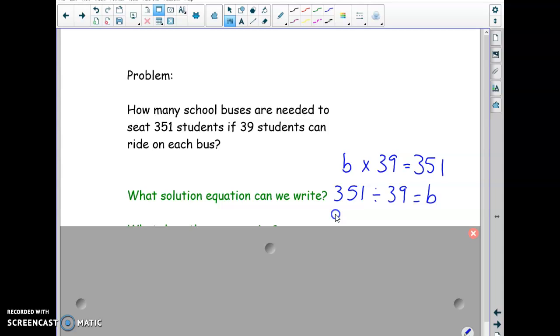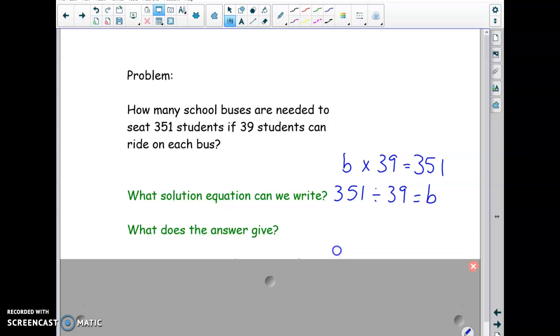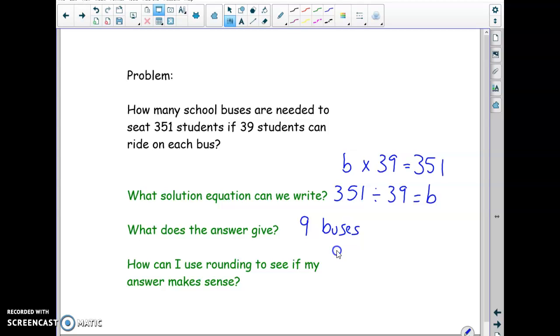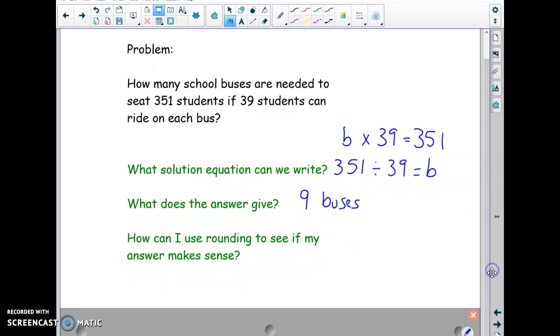All right, if you have a calculator, you could try to solve it on your calculator. If you don't have a calculator, do it longhand. Go ahead and try that. Stop the video and try dividing. Well, I love whoever made up this problem because it comes out exactly 9 buses. All right, it gets a little bit tricky when you're using rounding to see if your answer is correct.